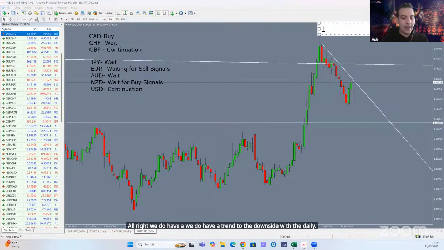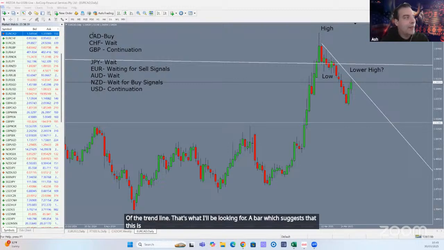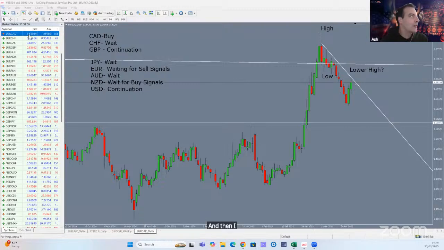So we got this high here. We've got a low in here. Is this a lower high off the trend line? That's what I'll be looking for. A bar which suggests that this is getting rejected. And then I'd be quite happy to try and play this one short.